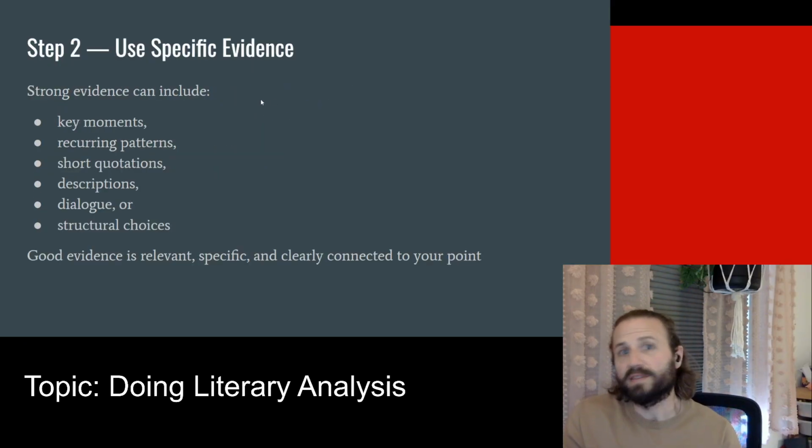So, next step, guys, after you've chosen a technique or understood a technique that reveals something in the story, we have to choose some evidence that identifies this. And so, once you've identified a technique, you select strong evidence that can include key moments, patterns, short quotations, that's the best, descriptions, dialogue, and it shouldn't be too general. Good evidence is relevant, specific, and clearly connected to your point.